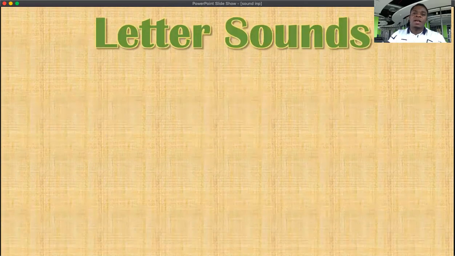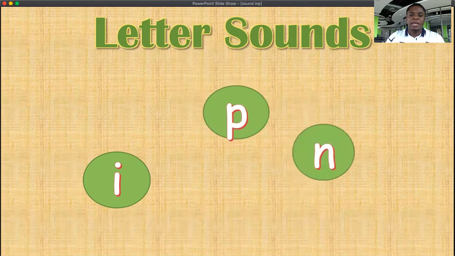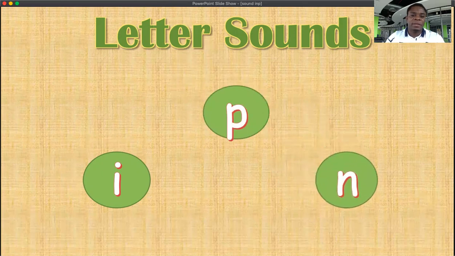Now let's review the sounds we learned today. The first one, E. P, and N. E, P, N. These are the three sounds for today. Please try to practice them and see how they're being used in words.